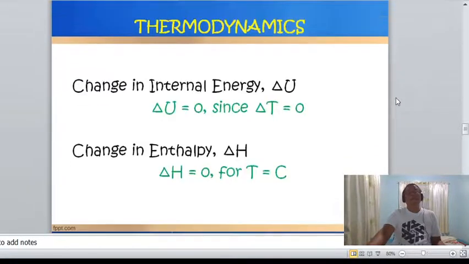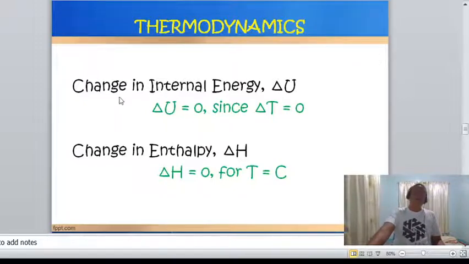Another, class, the change in internal energy. Take note that if delta T is 0, of course, delta U is 0 because delta U is always equal to mCv delta T. So, that is why delta U is 0 here. If you are given a problem solving for delta U, or looking for the value of delta U, you simply answer delta U equals 0 since delta T is equal to 0. So, it is clear, class, that the value of delta U is 0 for delta T equals 0.